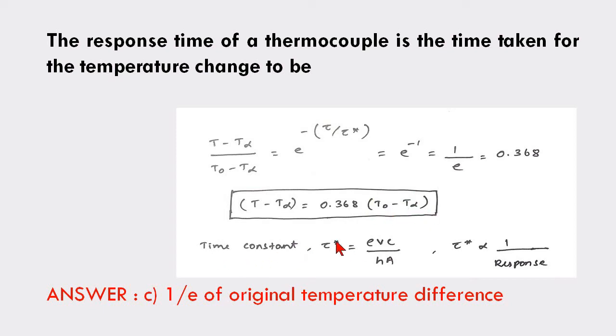And also the time constant formula is rho Vc divided by Ha, and tau star is inversely proportional to the response. This is very important, many MCQs come under this. So the time constant versus response time: if the time constant increases, the response time decreases.